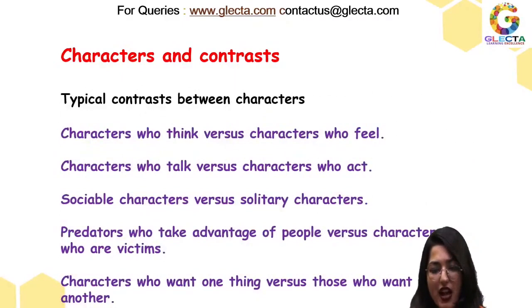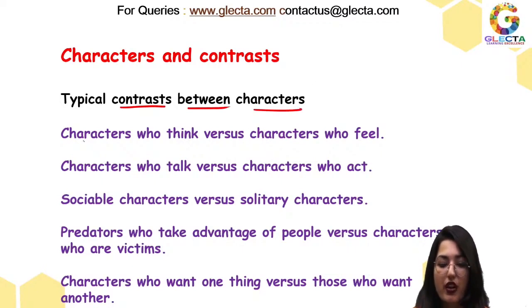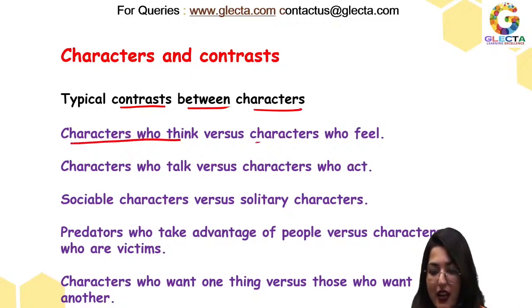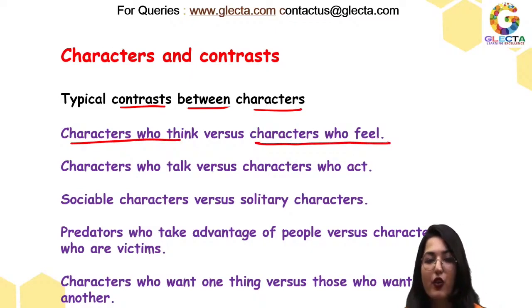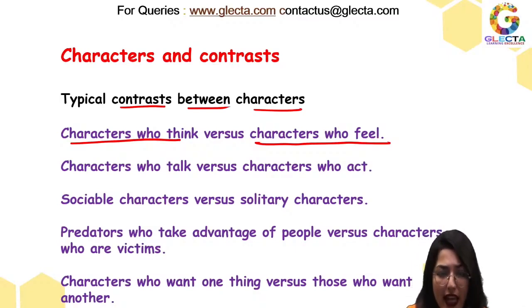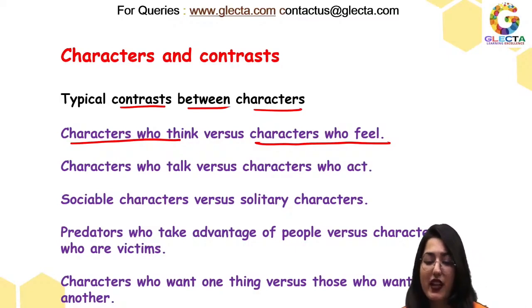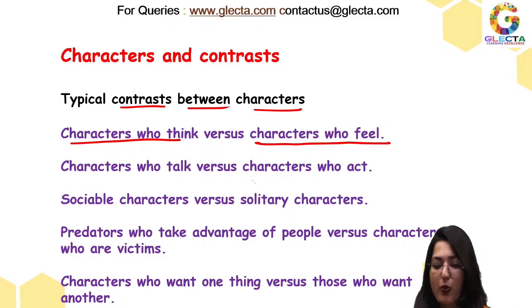Now, the typical contrast between characters: the character who thinks versus the character who feels. You have to show the contrast between the characters too. Here, the character who thinks versus the character who feels, again the war between the heart and mind, what the character is thinking and what the character is feeling. Then there are characters who talk versus characters who act.